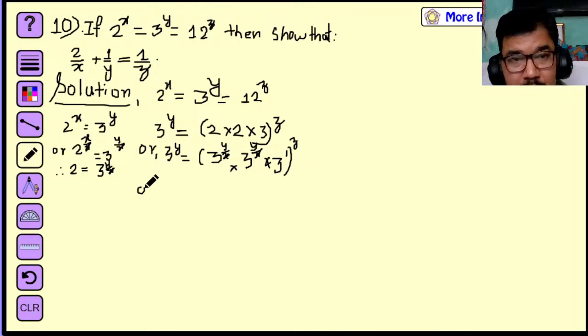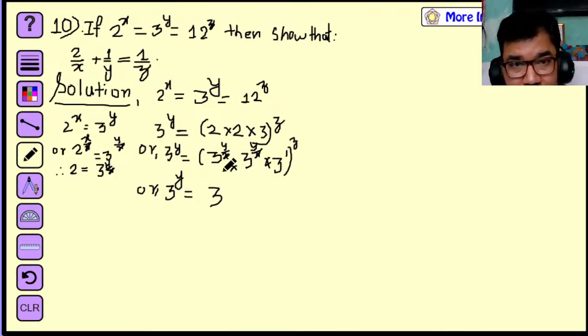Now let's simplify this step. 3 to the power y equals, all the powers will multiply: 3 to the power yz by x, into 3 to the power 1, and 3 to the power 1 into 3 is 3 only.